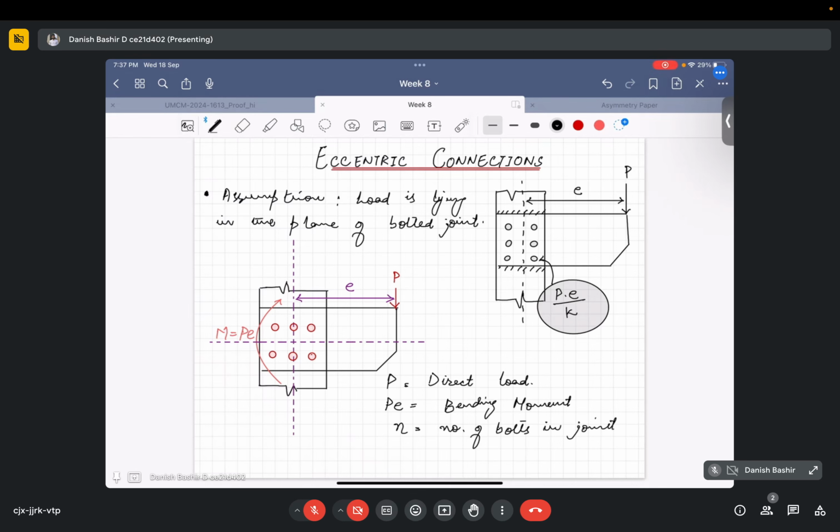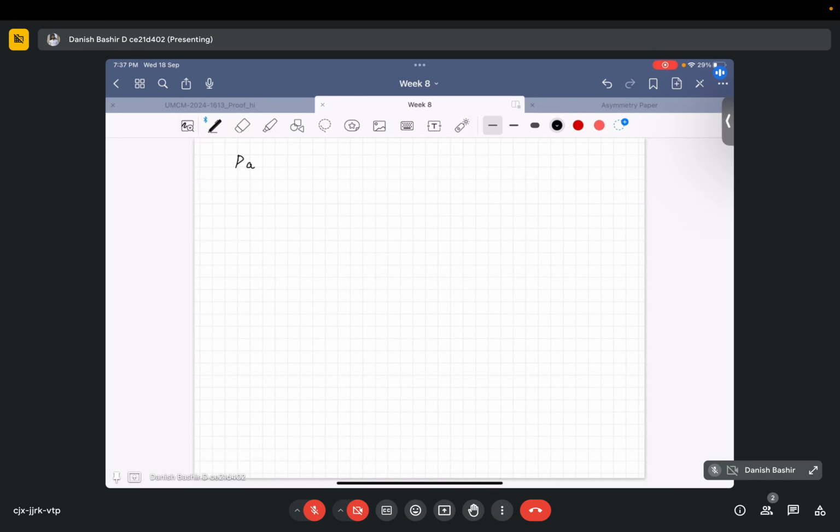Therefore the direct axial shear on each bolt, that is PA, will be equal to the total load P divided by N. Let us assume FA is the force on each bolt due to axial load.